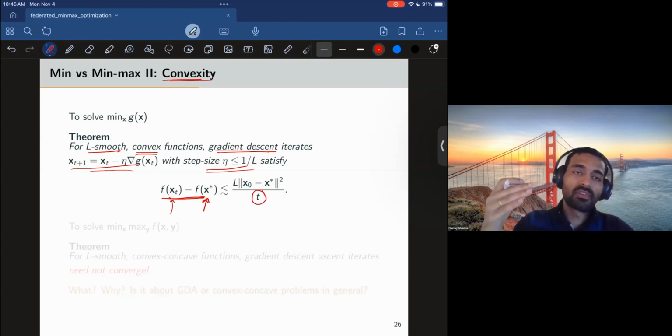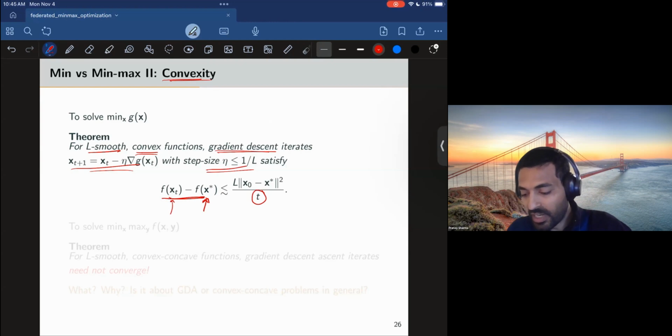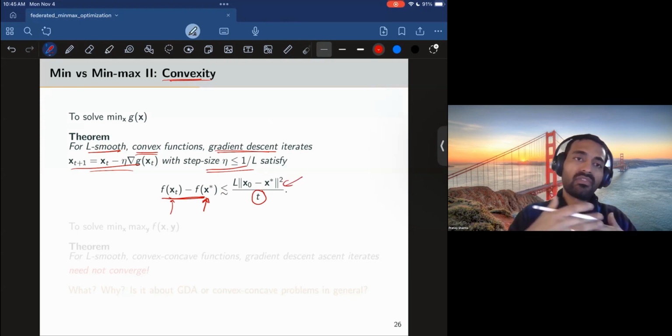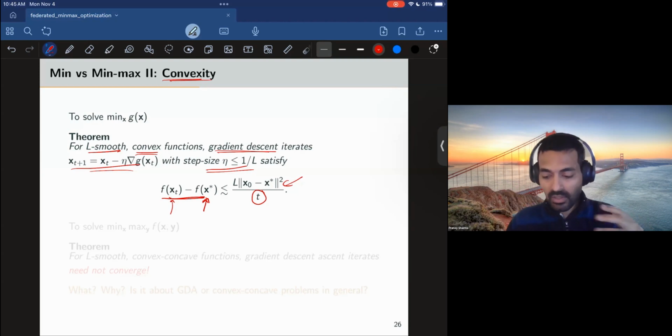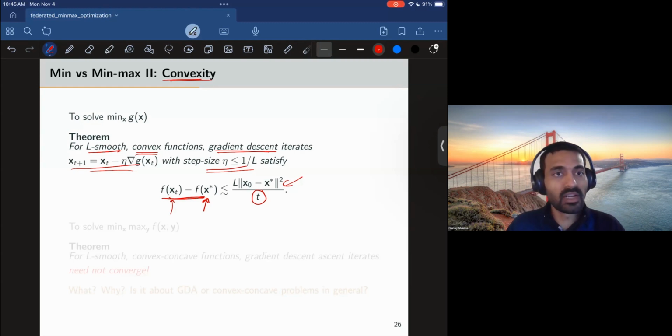So as you increase the number of iterations, this difference between the function values decays as 1 over t. And in the numerator, you get some dependence on the initialization. So depending on how far you initialize from the optimum, you will get some dependence on that. But the dependence in the denominator is roughly t. Right. Now let's look at what happens for a similar problem in the min-max setting.